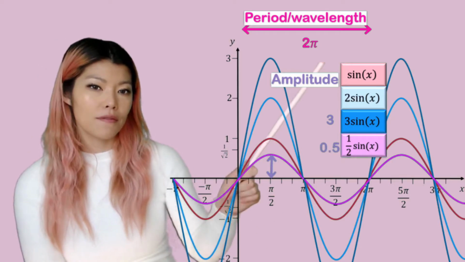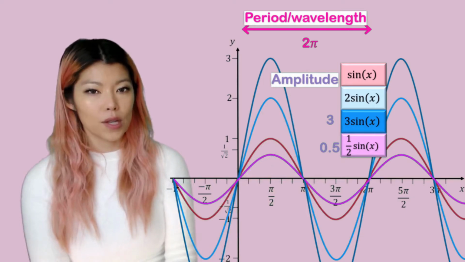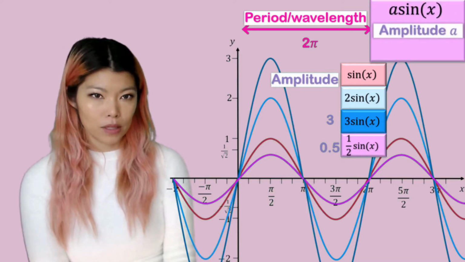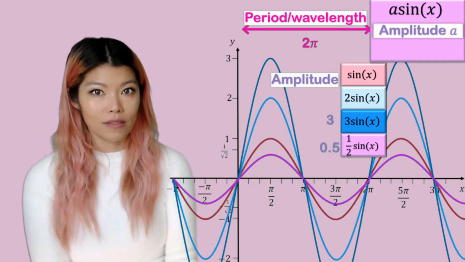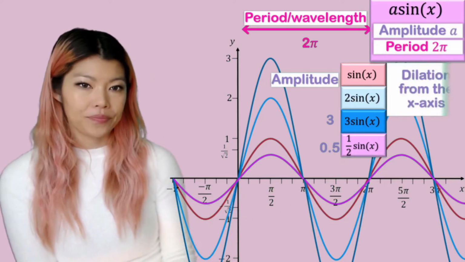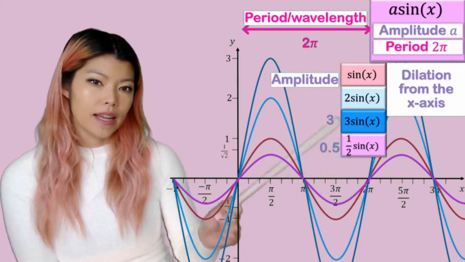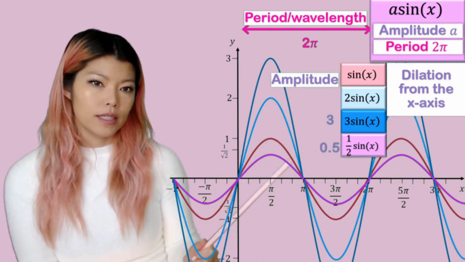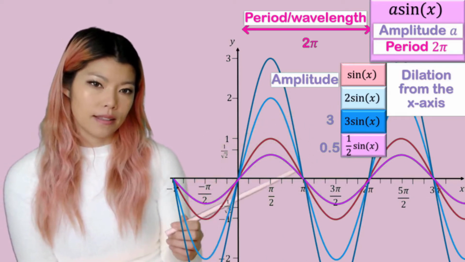So we can see that the value in front of sine x gives us the amplitude. So a sine x would have an amplitude of a. The period is 2 pi. And the amplitude describes the dilation from the x-axis.